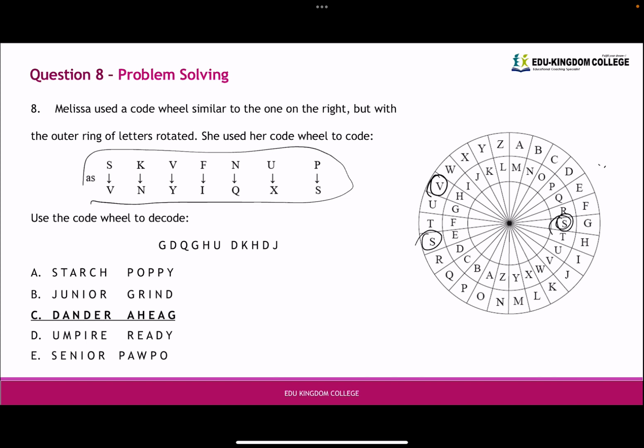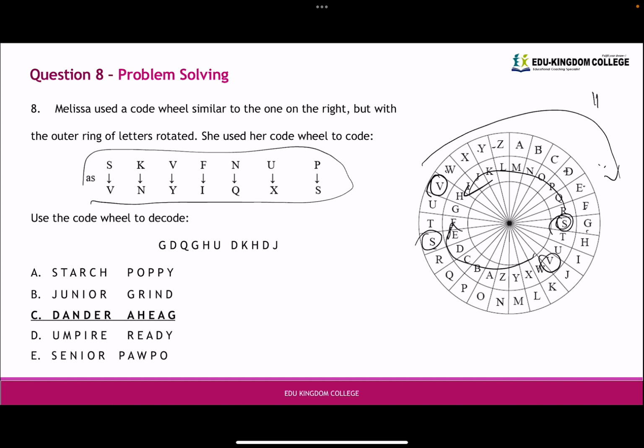So Melissa used the wheel, but with the outer ring of letters rotated. So 1, 2, 3, 4, 5, 6, 7, 8, 9, 10, 11. Okay, so it was rotated 11 clockwise. Or if you're looking at the outer circle and you wanted to match up with the inner circle, you could have rotated the inner circle 11 clockwise as well. Either way it works, or you could have rotated it anti-clockwise. Either way, it's 11. But I just did each letter is just 4 letters along the alphabet.